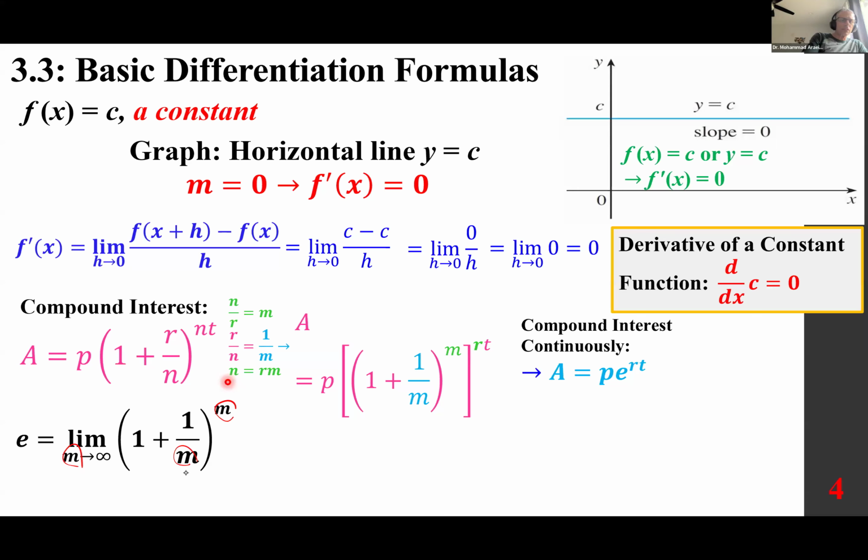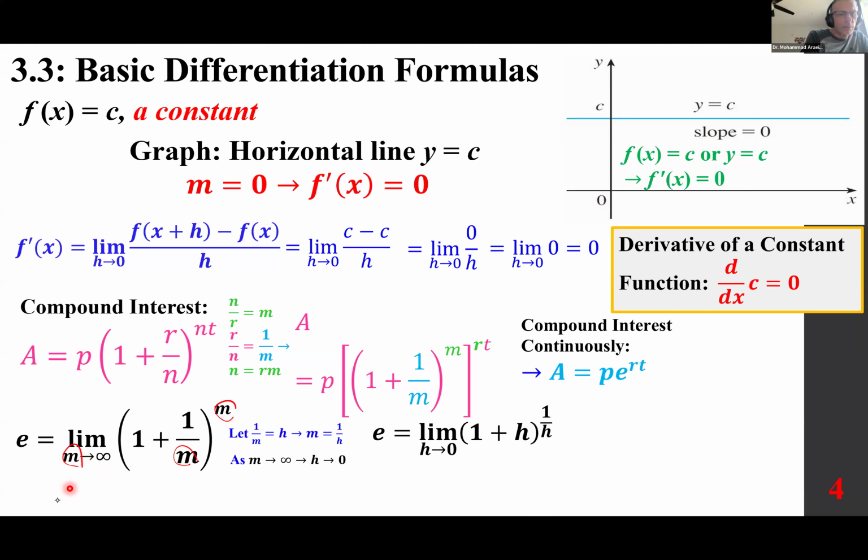Also, let 1 over m be something, for example, h, then m becomes 1 over h. So we're going to replace 1 over m with h. We're going to replace the m with 1 over h. And when m approaches infinity, h approaches 0. So this is another expression that comes from here.